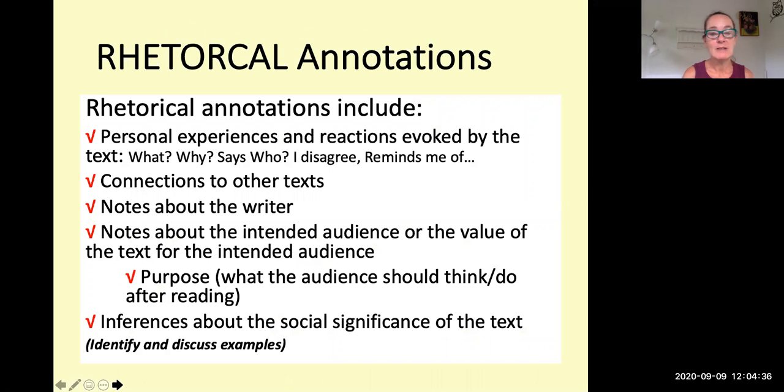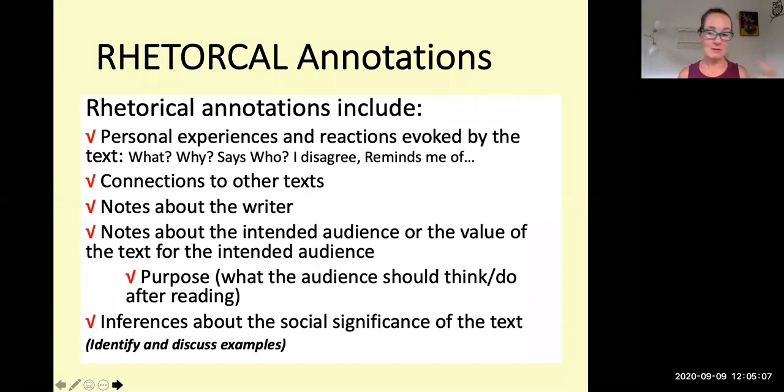Rhetorical annotations include personal experiences and reactions evoked by the text. So you might be writing in the margins, what, why, says who, I disagree, this reminds me of, right? Connections to other texts. Oh, this other thing I read also talked about this subject, or disagrees with this subject, or agrees with this point. Notes about the writer. I don't know if I trust her because, or, oh, wow, I agree with her. Like, I have that experience as well. Notes about the intended audience, or the value of the text for the intended audience.